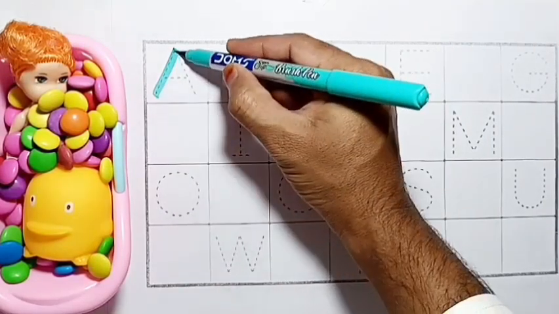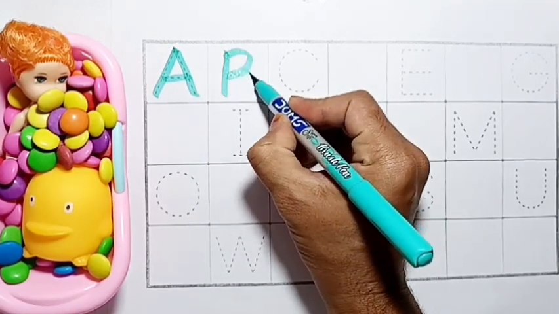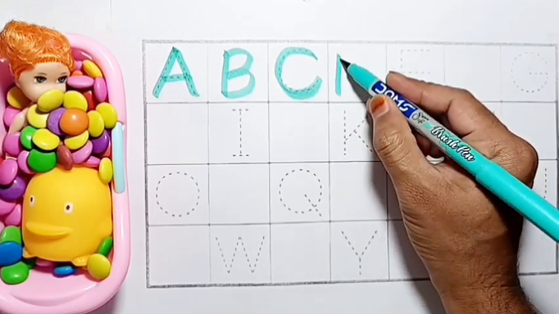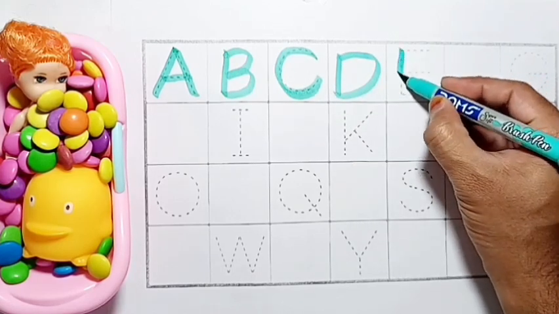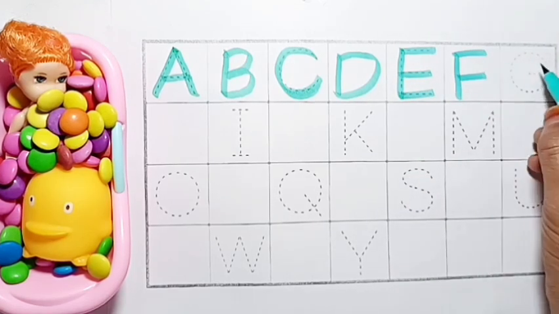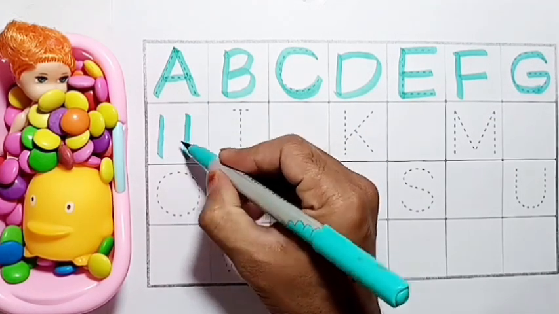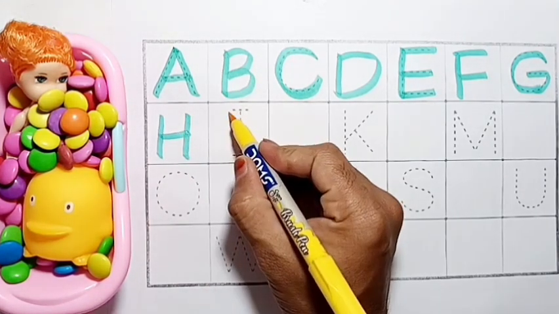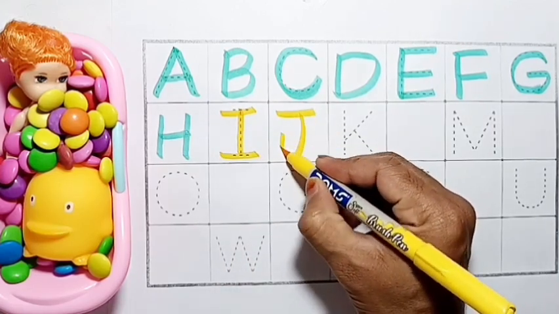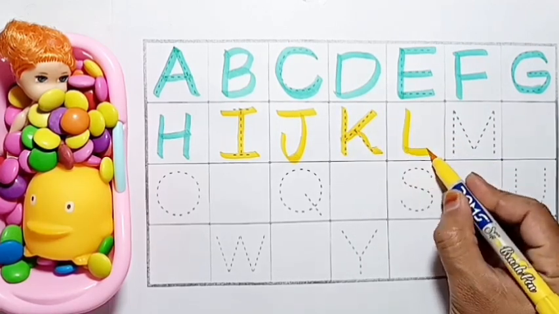A, A for apple. B, B for balloon. C, C for car. D, D for dog. E, E for elephant. F, F for fish. G, G for goat. H, H for horse. Yellow color. I, I for ice cream. J, J for joker. K, K for kite. L, L for lion.